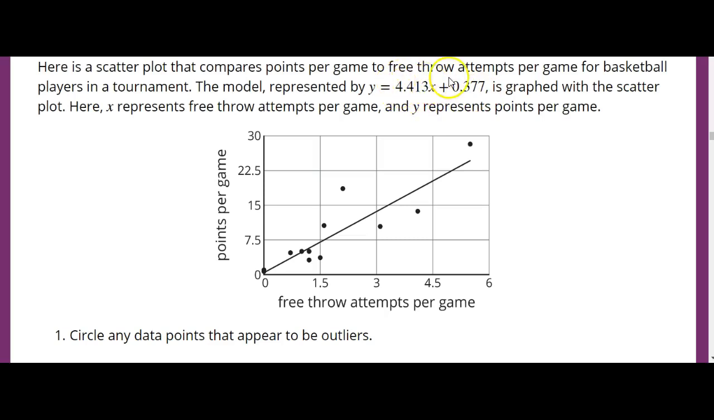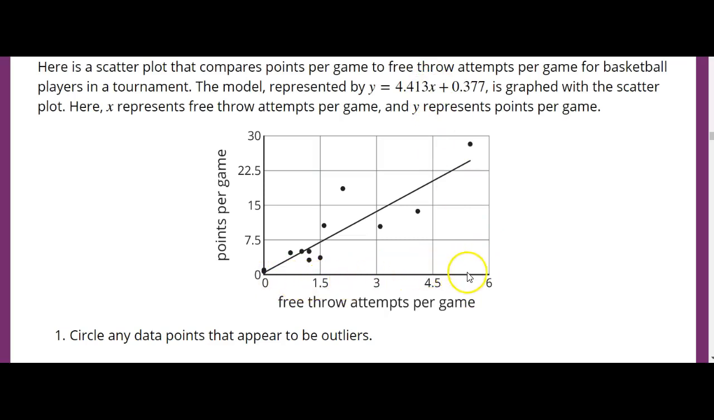So this is telling me that this pattern begins at 0.377, and then it goes up 4.413 for each free throw attempt per game. So the total number of points that you score on average goes up about 4.4 points for each free throw attempt you attempt. And that makes sense.